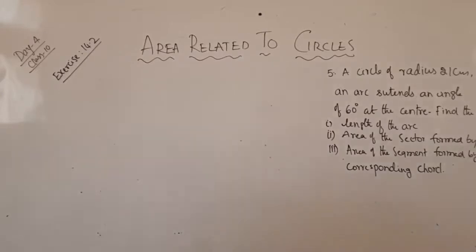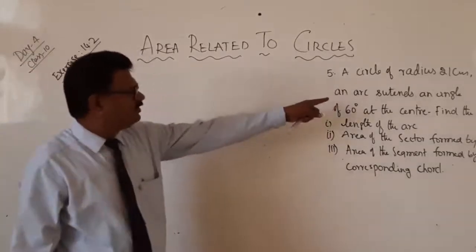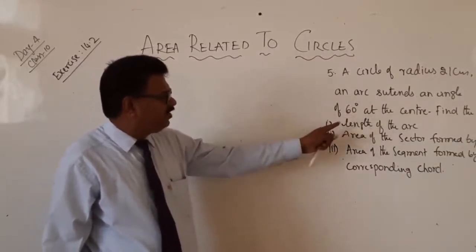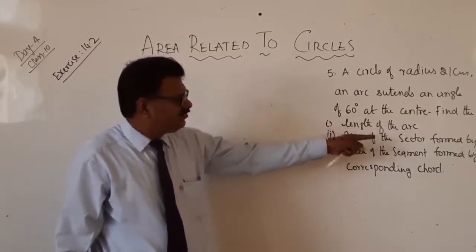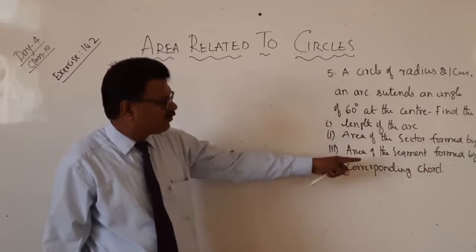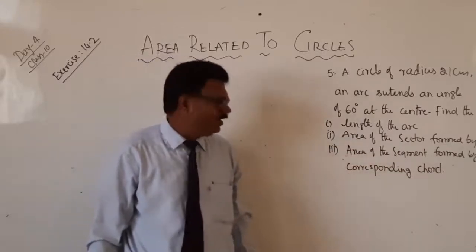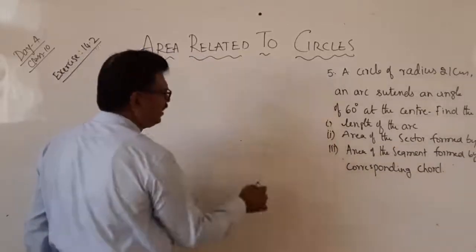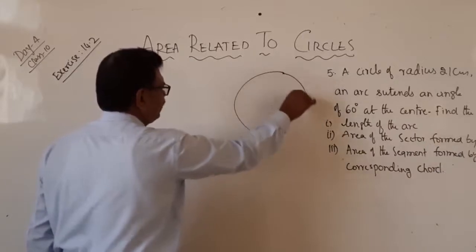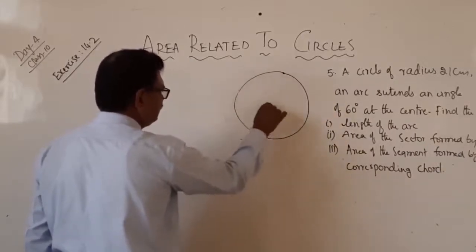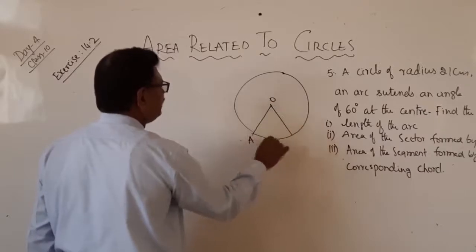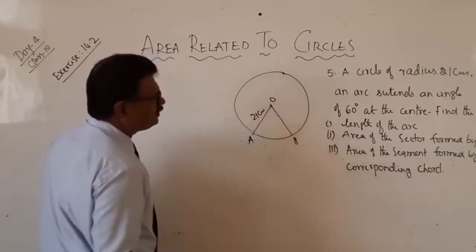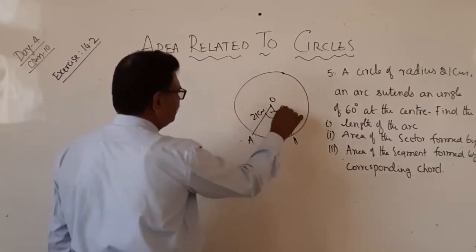Yes, one more problem. A circle of radius 21 centimeter, an arc subtends an angle of 60 degrees at the center. Find the length of the arc, area of the sector formed by the arc, and area of the segment formed by the corresponding arc. So very simple. Always in this chapter you draw the figure, then you understand what we have to find out. For example, this is O and this is B. What is the radius? 21 centimeter.